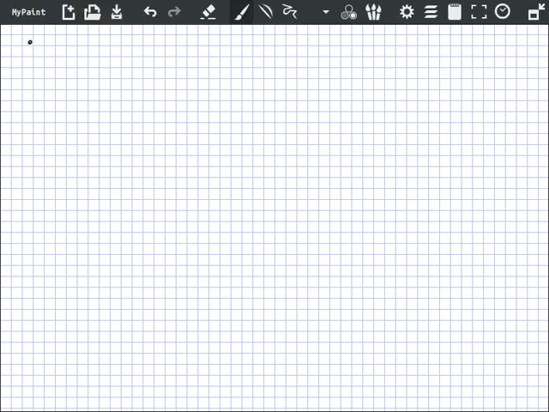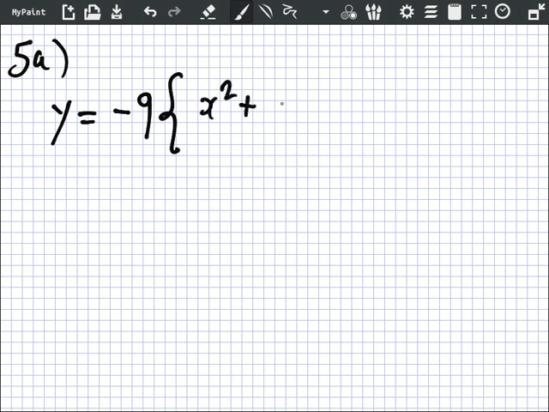Okay, I'll need your help with the calculation. 5a, we'll start by completing the square. So I'll take out the minus 9. And what does that leave me with? X squared plus 16x, is it? Yeah. Plus, what is it? 190 over 3. Thank you.